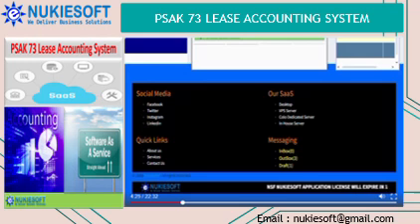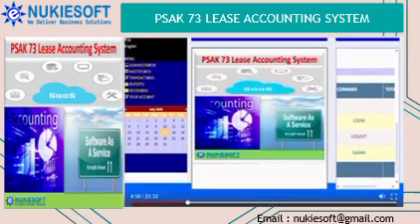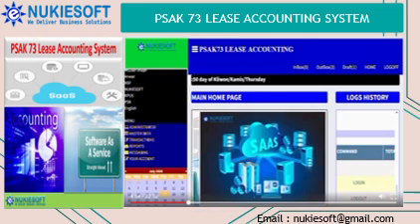Definition of a lease. PSAK 73 defines a lease as a contract, or part of a contract, that conveys the right to use an asset, the underlying asset, for a period of time in exchange for a consideration. At first sight, the definition looks straightforward. But in practice, it can be challenging to assess whether a contract conveys the right to use an asset or is, instead, a contract for a service that is provided using the asset.